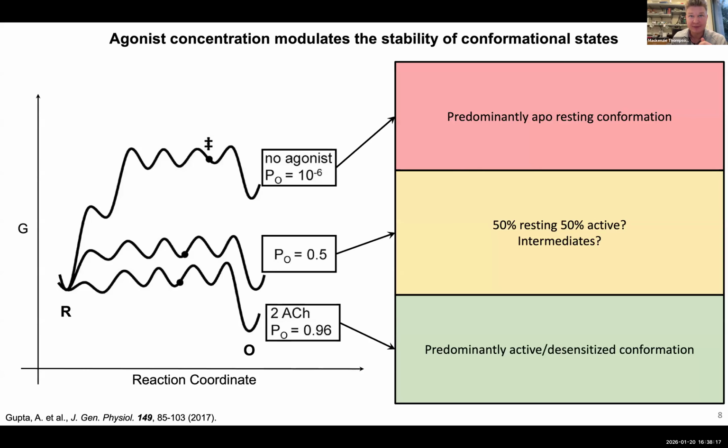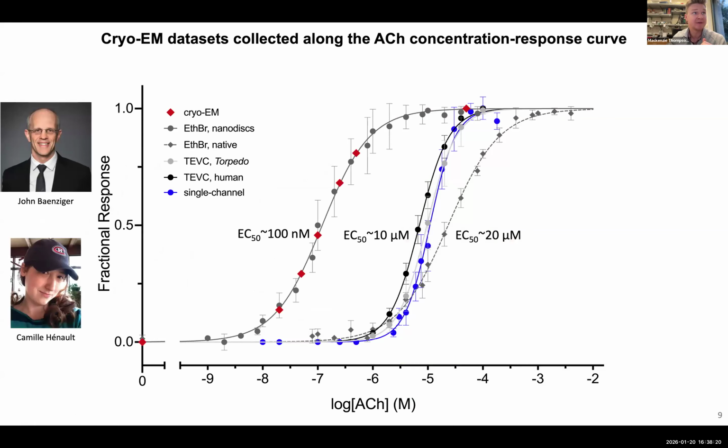In order to do this, we first needed a dose response curve, and of course we were interested in getting this by a few different methods. The contemporary way to do this is by electrophysiology, and we did that in various systems, and we typically get a normal EC50 around 10 micromolar. However, using the ethidium bromide binding assay developed in John Baenziger's lab, when we reconstituted the receptor into lipid nanodiscs, we got a concentration response curve that was shifted to the left by about two orders of magnitude.